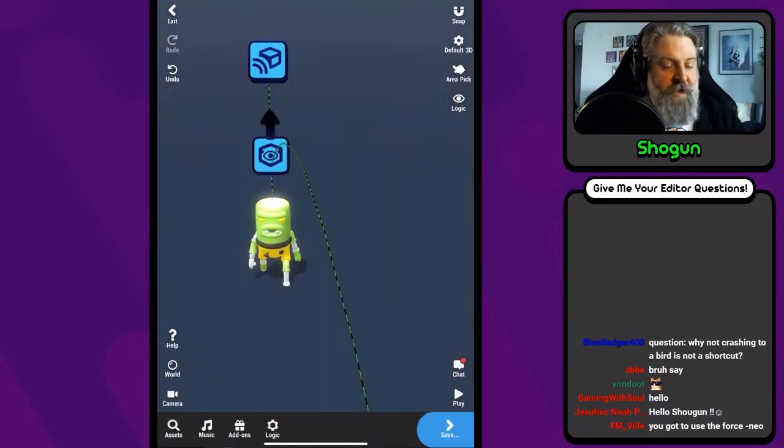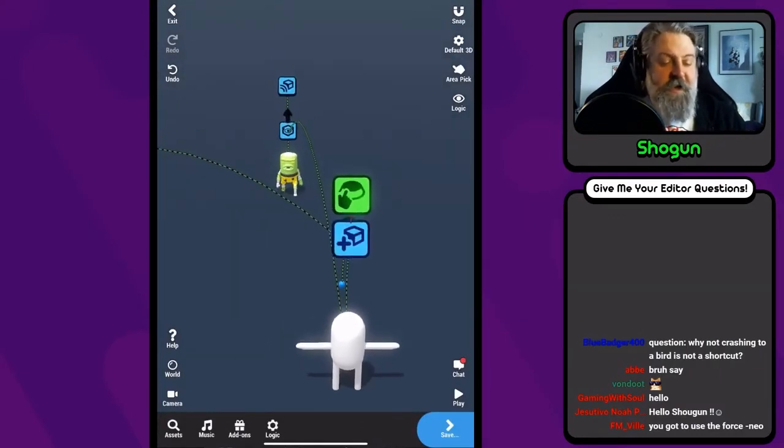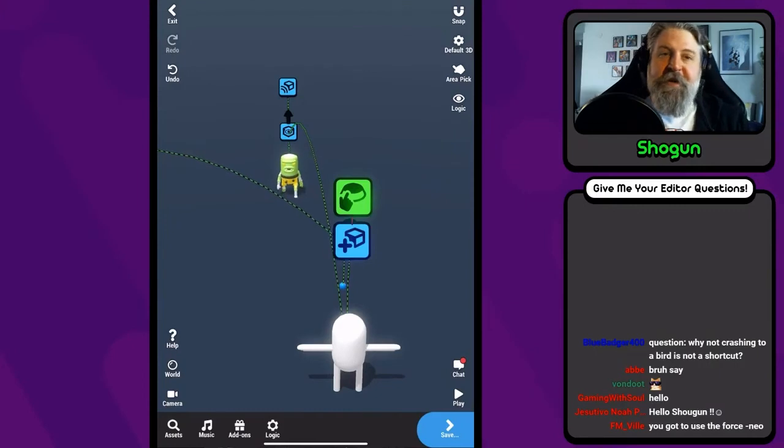All right. So that's the first part of this. Already with just two nodes, and a little bit of stuff that was already in our zombie there, we got the zombie following the player.